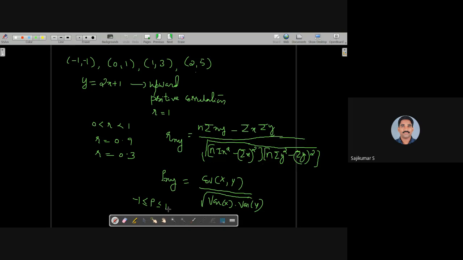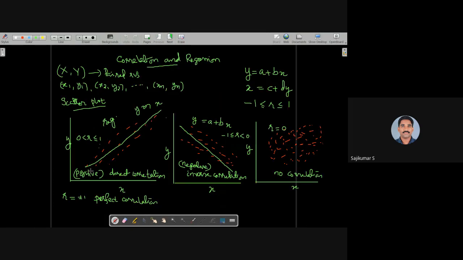Depending on whether it is positively signed, negatively signed or equal to 0, we can have different conclusions. So it is positive correlation or direct correlation, negative correlation or inverse correlation, or no correlation, etc. The two types of linear associations between the random variables x and y may be of the form y is equal to a plus bx and x is equal to c plus dy. In the next class, we will study how to compute this straight line.